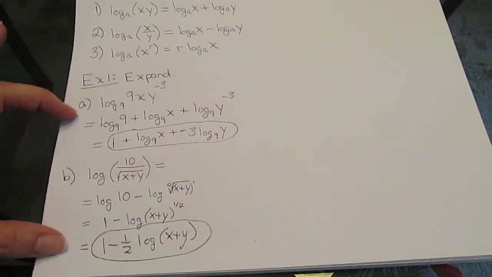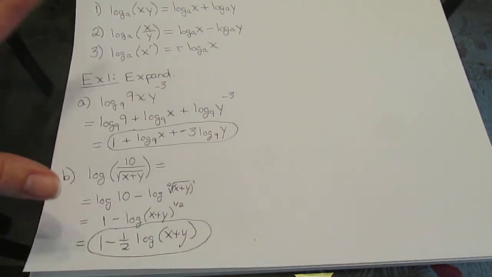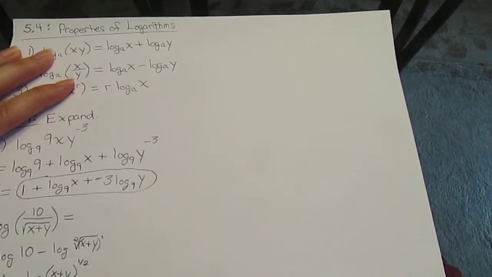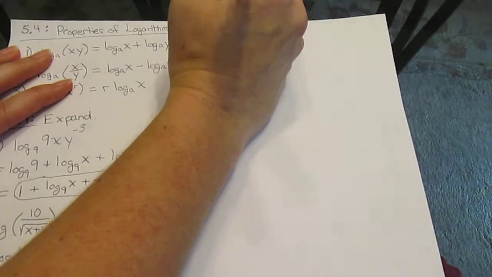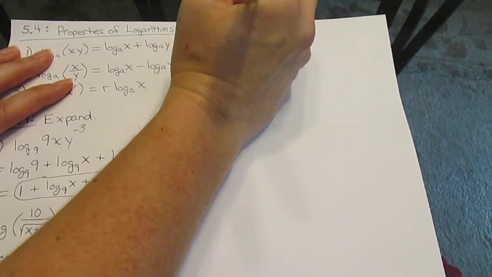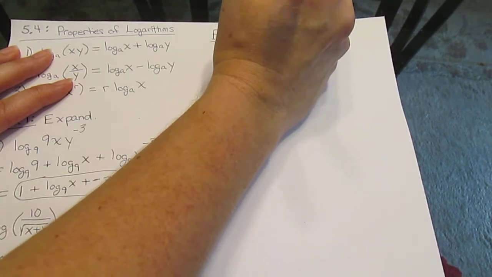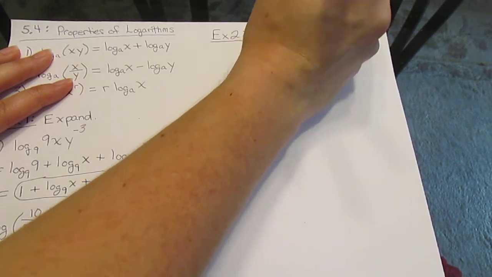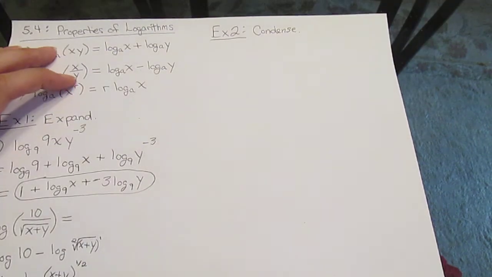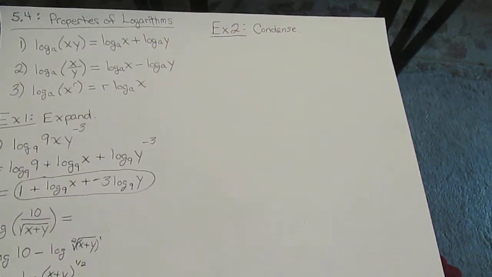Okay, so we've done a couple where we broke them apart. Now let's go ahead and bring them back together. Okay, so example 2. Condense. Or sometimes your directions will say write as a single logarithm. So you're going to bring it all back together so you just have one logarithm written.